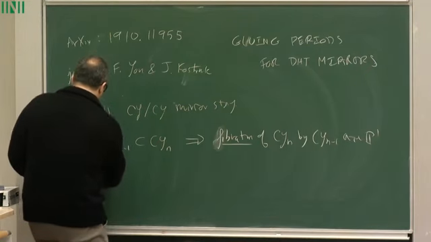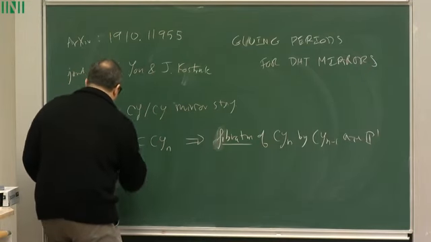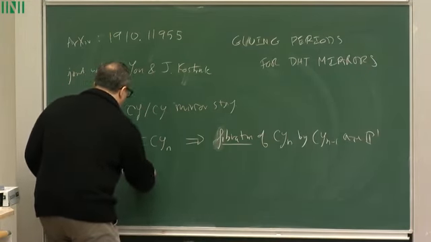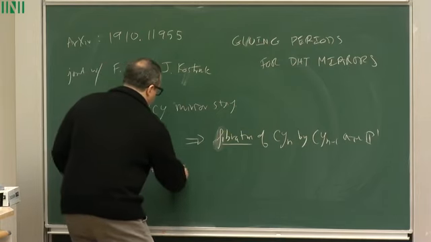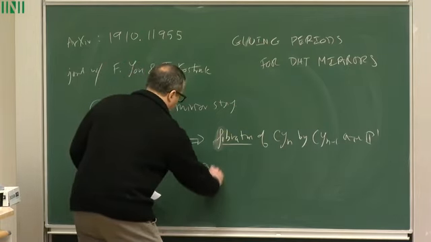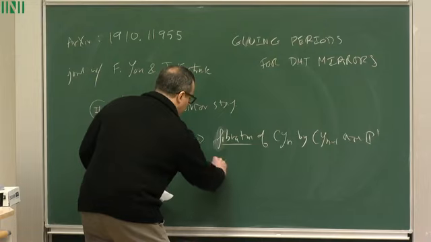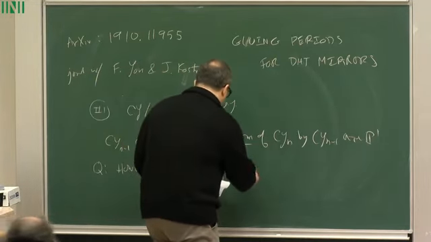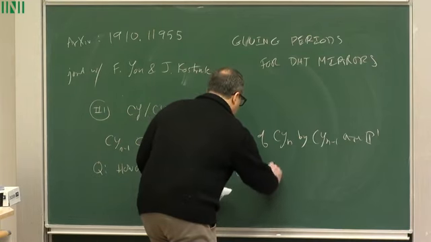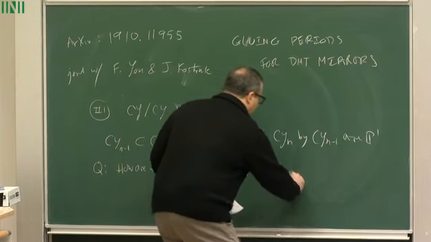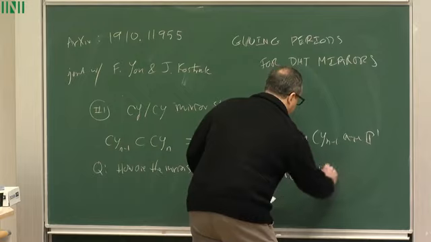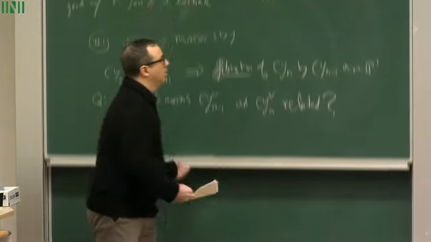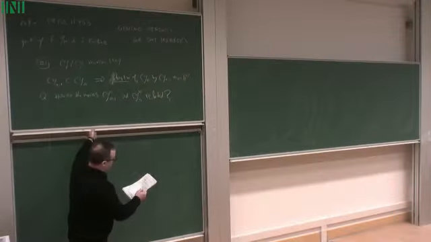And the question that's natural to ask is, how are the mirrors related? I'll use a check mark here. Calabi-Yau n-1 check is the mirror of the n-1 fold, and Calabi-Yau n check is related. So that's the actual question there.